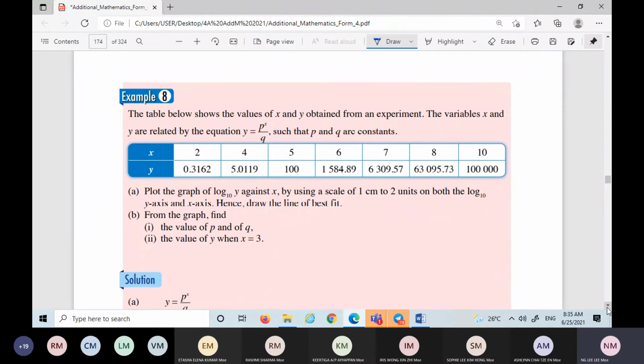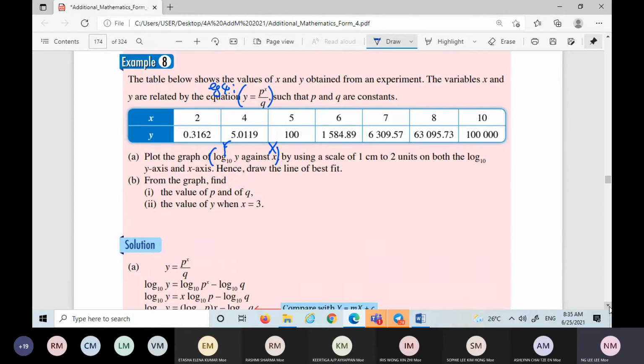Okay, we look at this. This is example number 4 that you need to copy. Same thing, they already give you the clue here. This is your capital letter Y and this is your capital letter X. On the right hand side there is only one term, and on the left also only one term. So you got to use log both sides for this type of question.